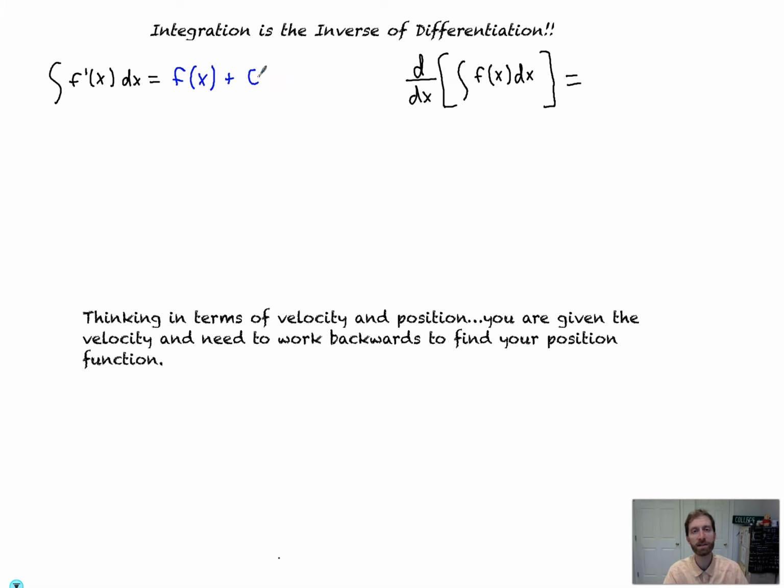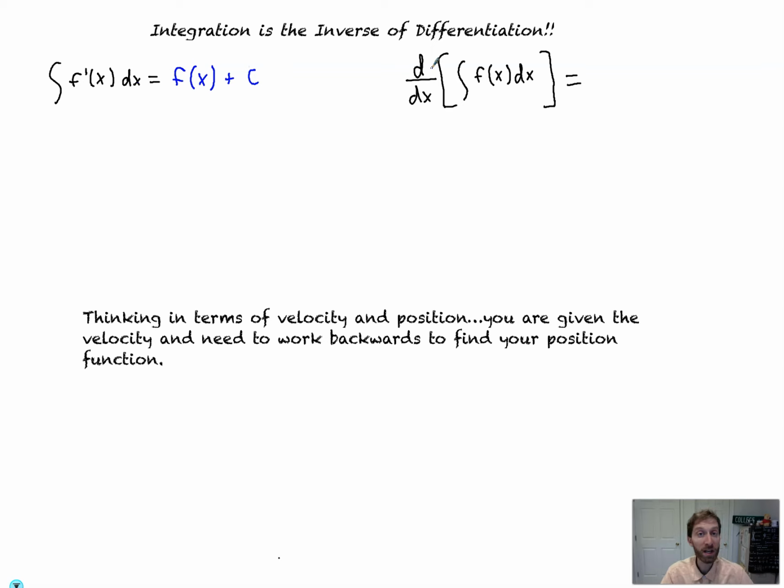We don't know what the constant is. You can't guarantee that it's just f of x. It could be plus some number because the derivative of c is 0. So to check your answer, you take the derivative of this, and we should get back what is called the integrand, this piece here, back. Sure enough, the derivative of that is f prime plus 0, or f prime.